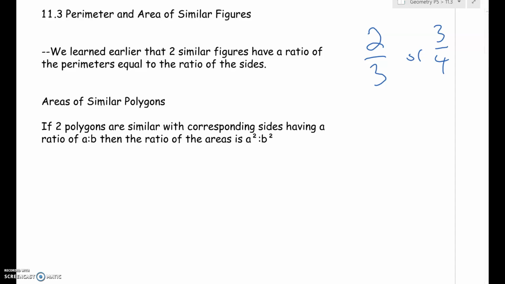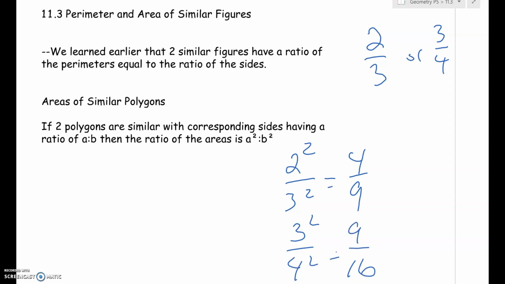Well, the ratio of the areas is not the same as the perimeter and the sides. If two polygons are similar with corresponding sides that have a ratio of A to B, then the ratio of the areas is A squared to B squared. So if the ratio of the sides was 2/3, the ratio of the areas is 2 squared over 3 squared, or 4 to 9. Or if I use my other example, 3 squared over 4 squared, then they'd be 9 to 16. That's what happens with area, which makes sense because area is in squared units, so it goes along with everything else we've talked about in terms of area.